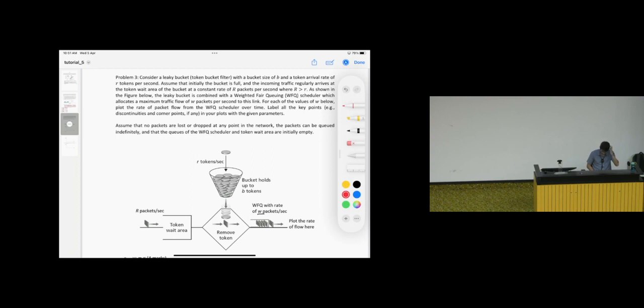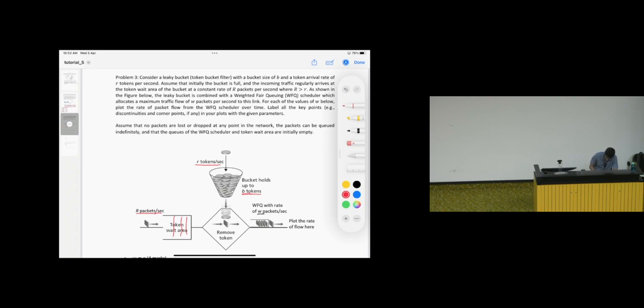So consider a leaky bucket with a bucket size of B. So the bucket can hold up to B tokens, and a token arrival rate of r tokens per second. Assume that initially the bucket is full, and the incoming traffic regularly arrives at the token wait area. So this is the token wait area. There will be some packets here, perhaps, at a constant rate of capital R packets per second. So the arrival rate of the packets, capital R, is larger than the token arrival rate of small r.